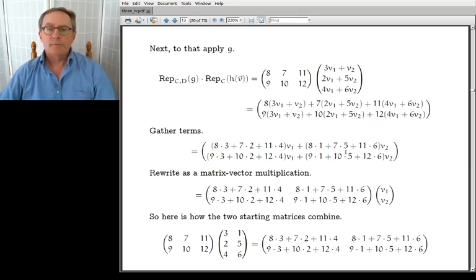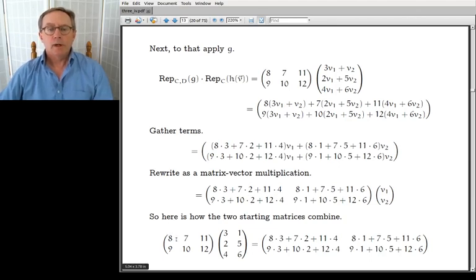Rewriting that in terms of matrices, there's the 8, 3, the 7, 2, and the 11, 4 that I pulled out of there. That goes there. There's the 8, 1, the 7, 5, the 11, 6. There it is. I just pulled those out and broke this up to express it as a matrix times a vector. But this is the matrix I'm looking for. This is how you compute the composition G circle H on the vector V. So this is how the two starting matrices combine.